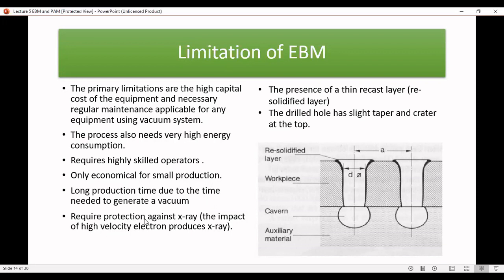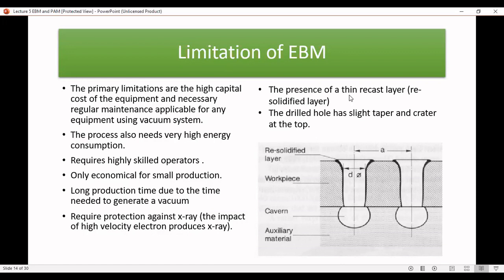It requires protection against X-rays; the impact of high velocity electrons produces X-rays. So there's X-ray generated because of the high velocity of electrons impacting the workpiece. So you need to have this protection.